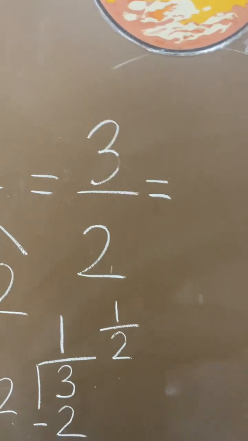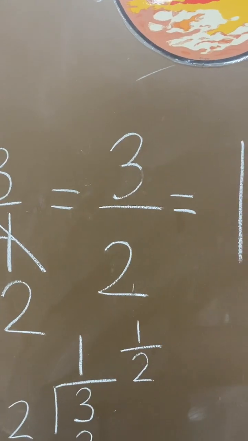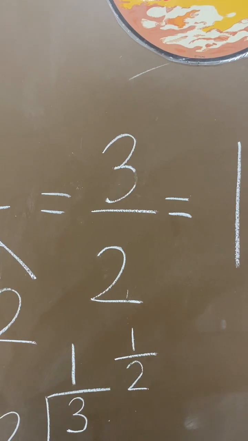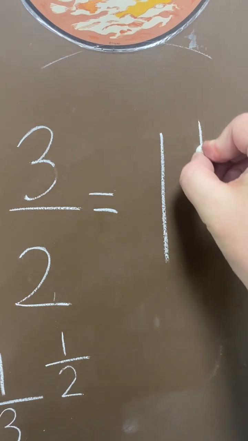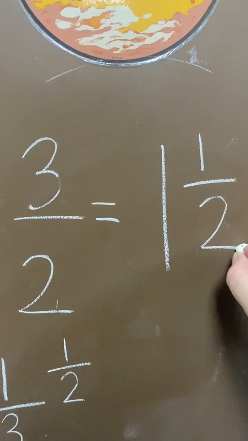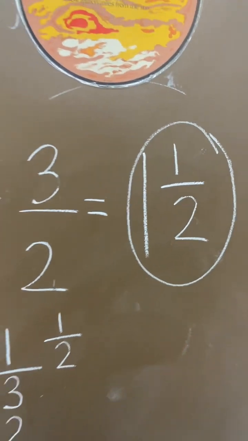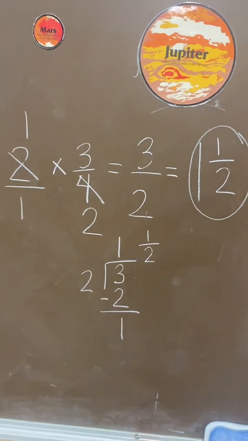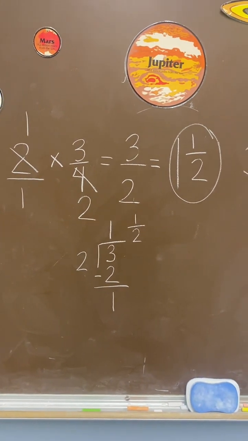We could simply do it this way. 2 goes into 3 one time. And how many more would make 3 from 2? 1. So there's 1 left over. And our denominator stays the same. Our answer is 1 1/2. So I hope that helps someone today with those kind of problems, multiplying a fraction by a whole number.